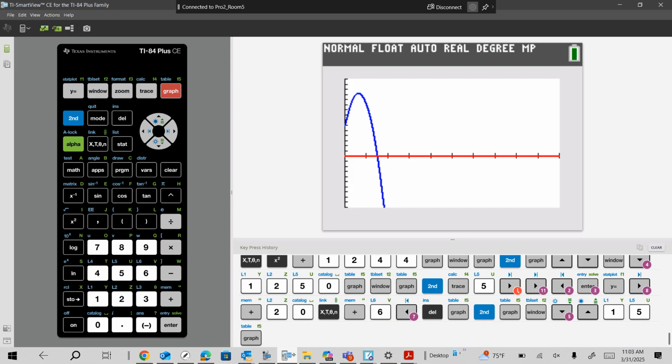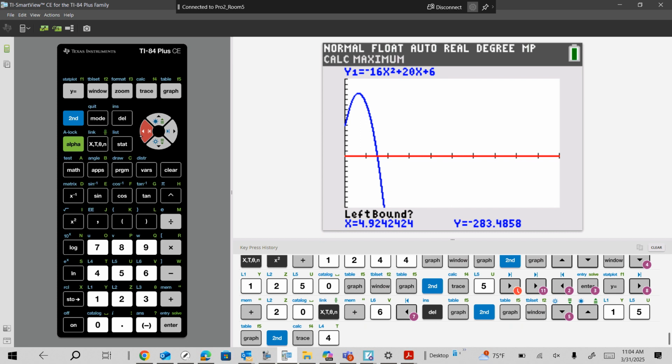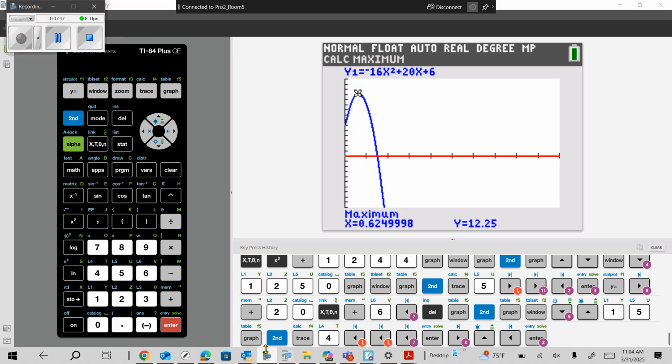And then I can just double check. 4 is our max. I need my left bound. And then do my right bound. So guys, actually the maximum height is 12.25, but still she's not going to get to 14.